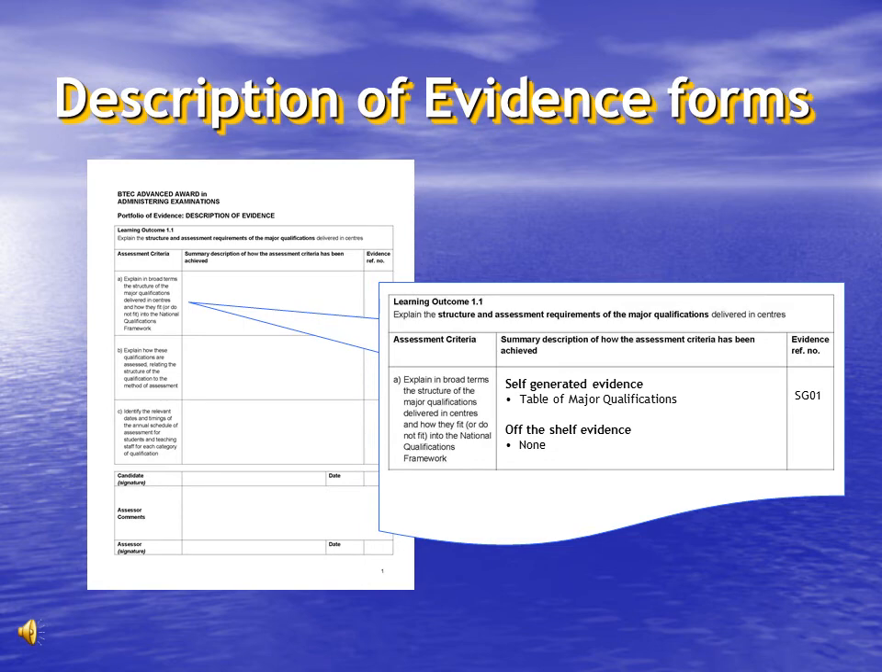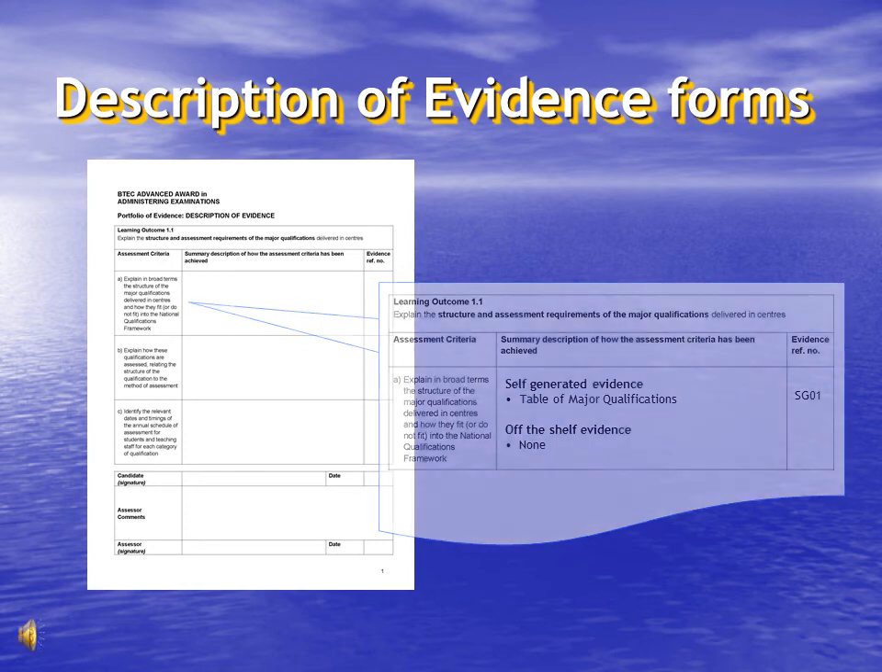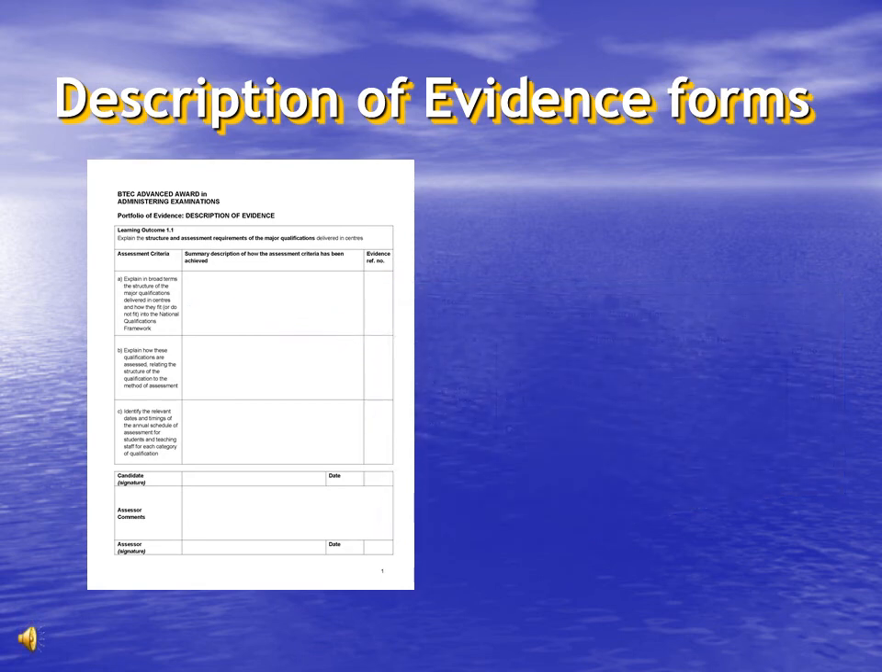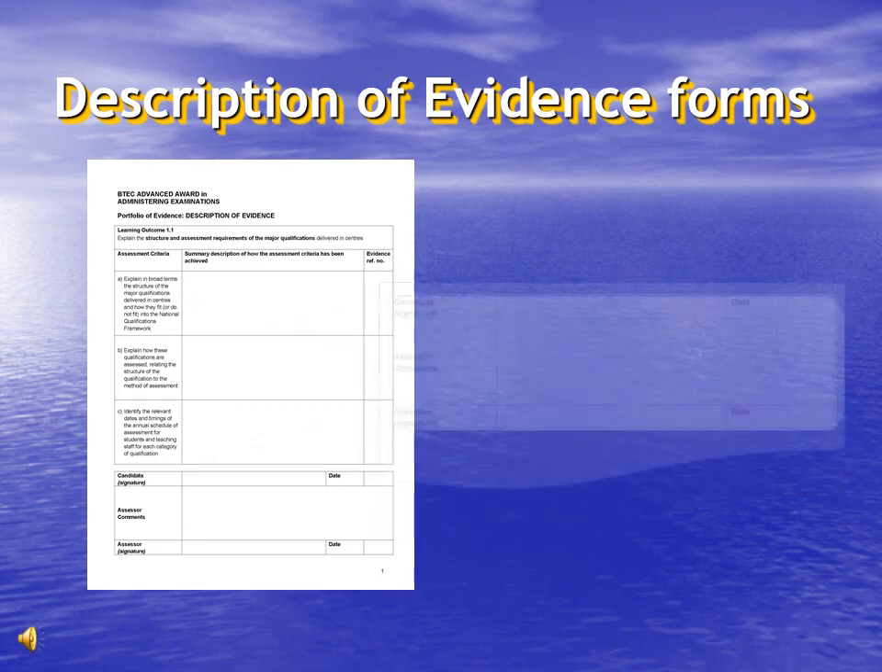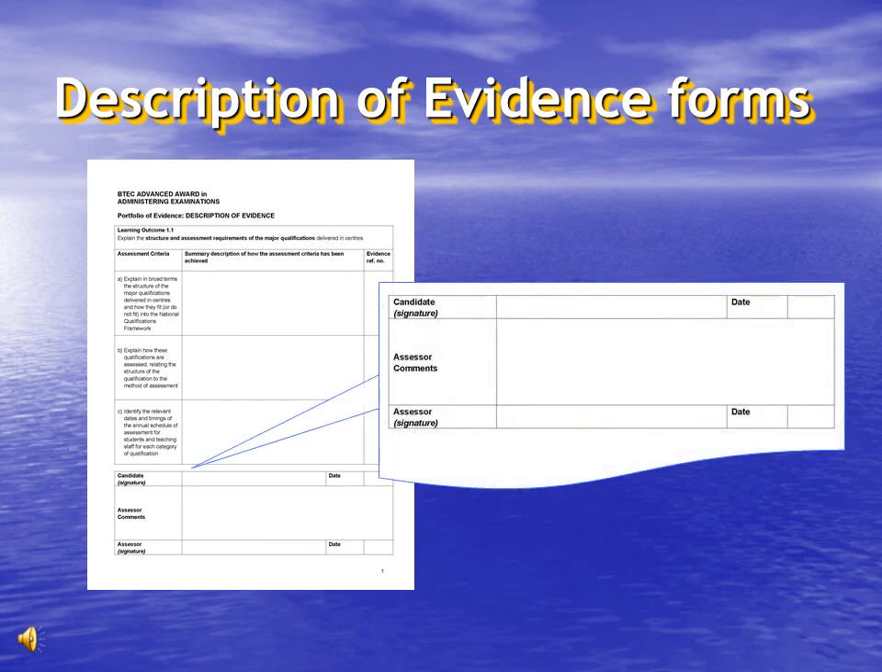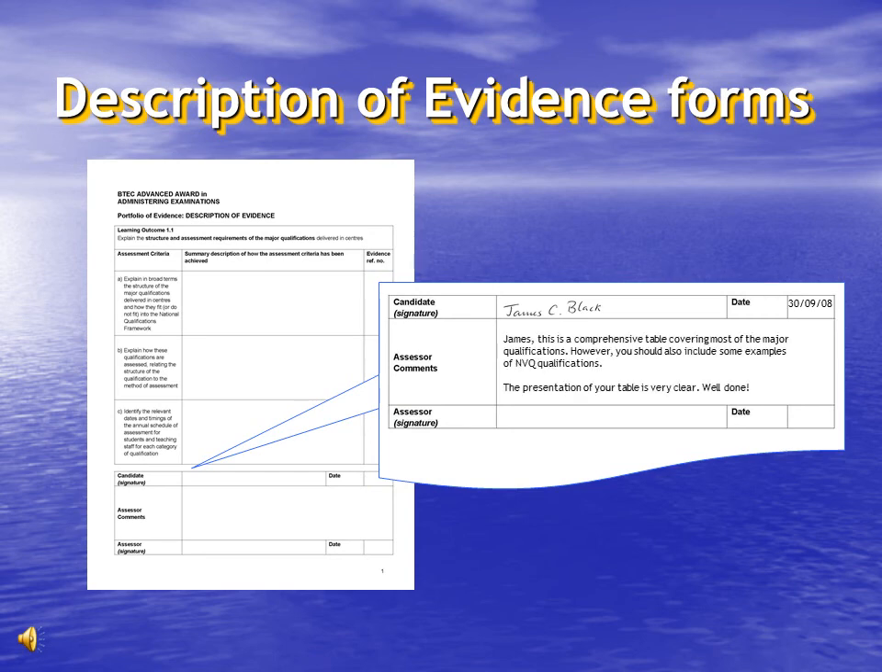Note that you will be referencing both the off-the-shelf evidence as well as the self-generated evidence in this form. Finally, at the bottom of the description of evidence form, you will find a space for you to sign and date, and also space for your assessor to write his or her comments. He will then sign, date it, and send it back to you.